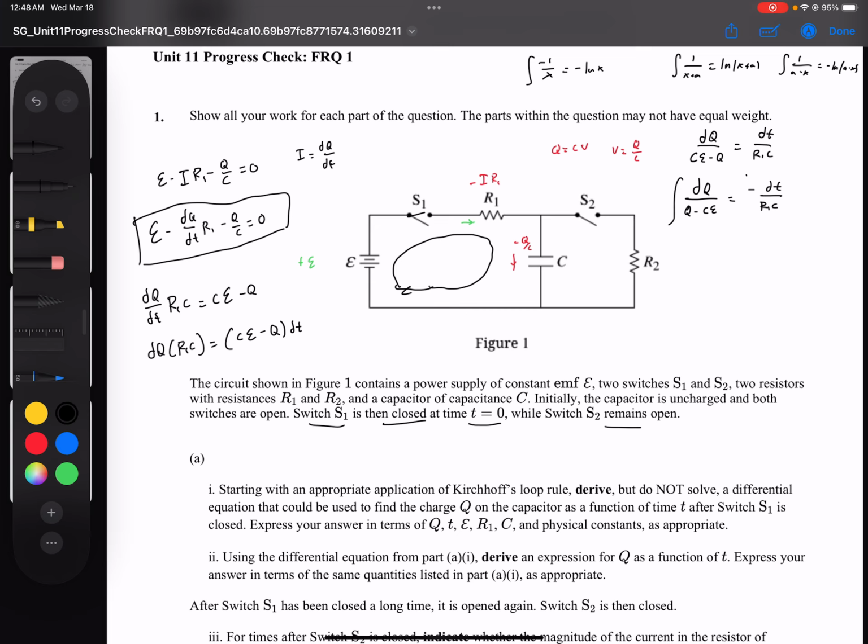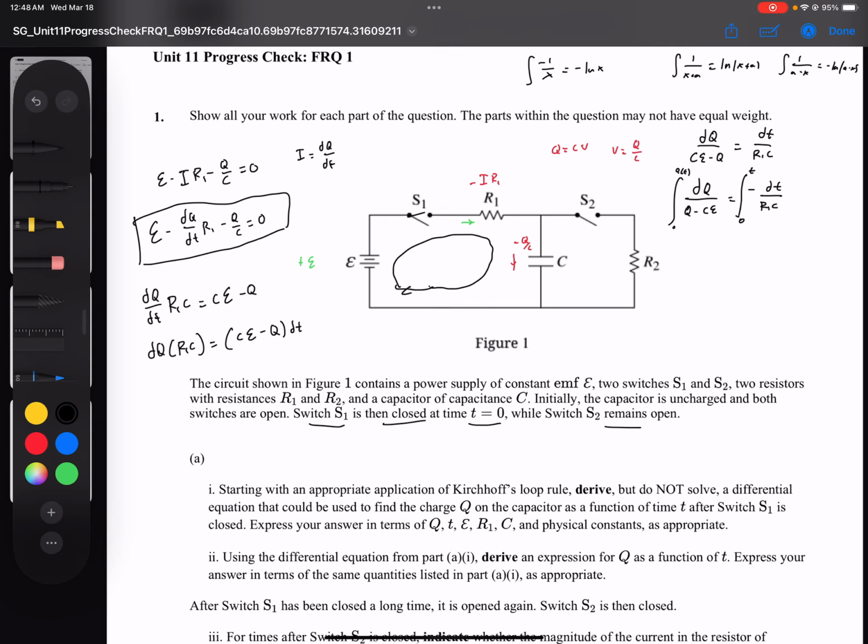And I'm going to integrate both sides of the equation. For the left-hand expression, I'm going to integrate from when the charge in the capacitor starts at 0 to when the charge is at some later time, q sub t. So q is a function of time. That's what we're trying to get. For the right-hand side, I'm going to integrate from t equals 0 to some later time t.